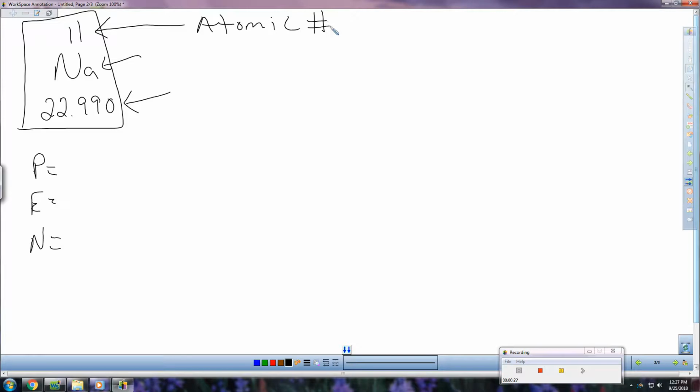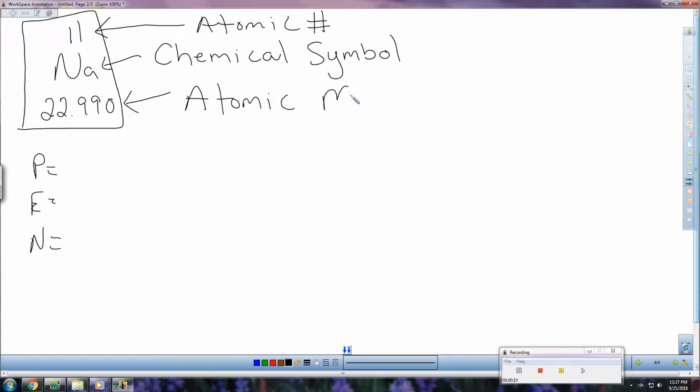The middle part is what we call the chemical symbol, and that is the one or two letter notation that tells you exactly what element we're talking about. And then the decimal number, the bigger number on the bottom, is called the atomic mass. From that information we should be able to get the number of protons, electrons, and neutrons.